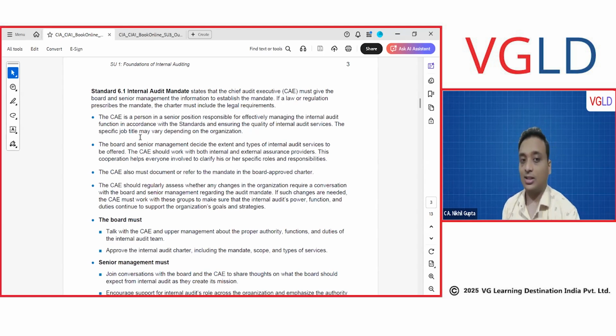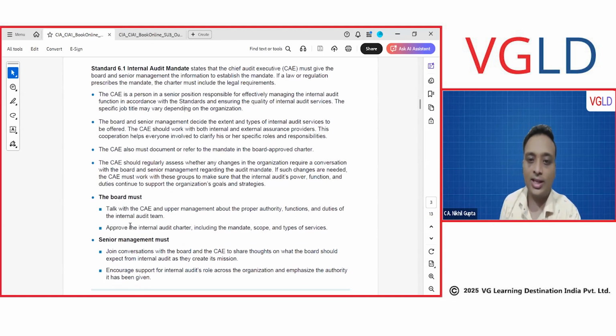And what is the result? This cooperation helps everyone involved to clarify his or her specific roles and responsibilities. Our role as internal auditors is different, and external auditors and assurance service providers have different roles and responsibilities. So the CAE works as a bridge between both of the functions. The CAE also must document or refer to the mandate of the board-approved charters. We already discussed this.